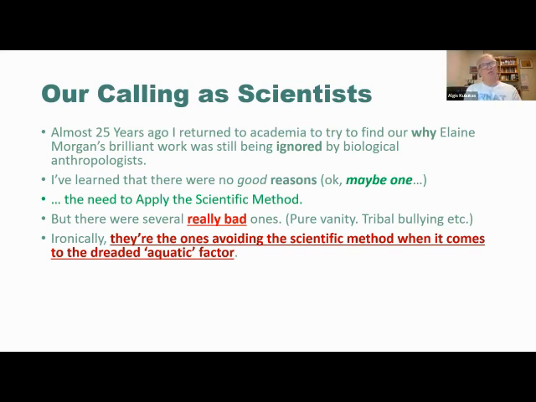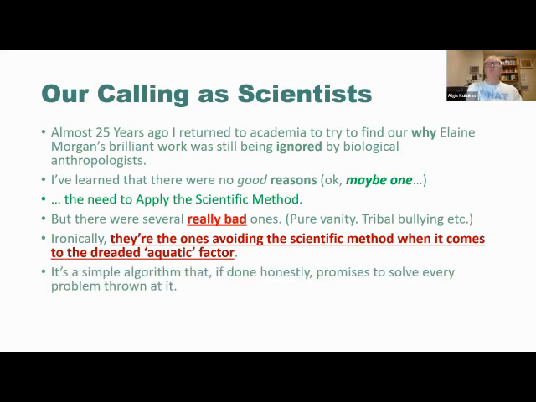These are the people that are not doing the scientific method. I'm sorry, if you're a proper scientist, you want to falsify your hypothesis, don't you? Isn't that what you're supposed to be doing? Isn't that what the hypothetico-deductive method is supposed to be? Well, who's been doing that when it comes to the savannah theory? I don't think they have. It's a simple algorithm, and if it's done honestly, it can solve anything. It's a really great tool to use, and we should all use it.